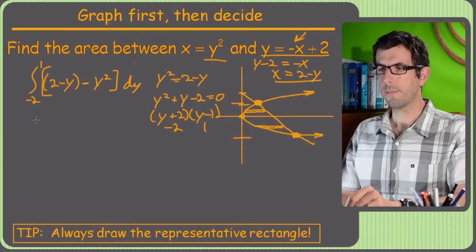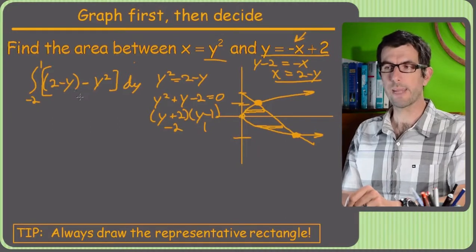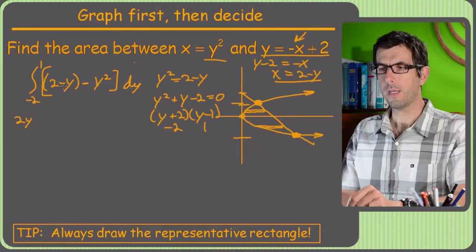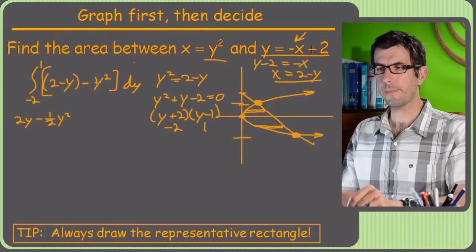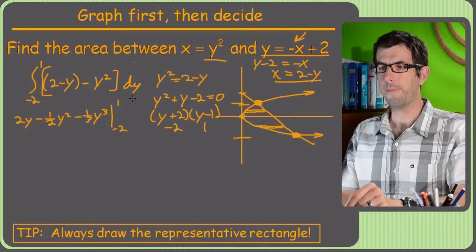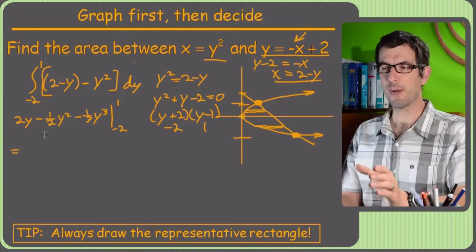So let's do it. Looks like this thing is pretty much ready to integrate, because I don't have to distribute any negatives or anything that would mess me up. So the integral of 2 is 2y. The integral of negative y is negative 1/2 y squared. And the integral of negative y squared is negative 1/3 y cubed. And this, of course, is from negative 2 to 1. All right, this is going to be a mess, so let's just be careful plugging in.